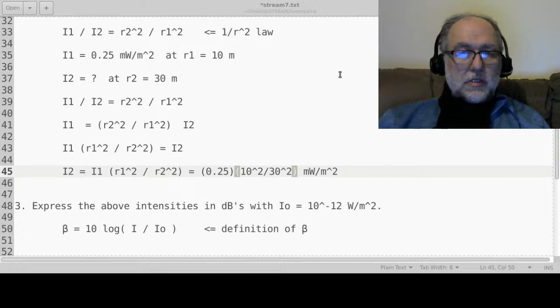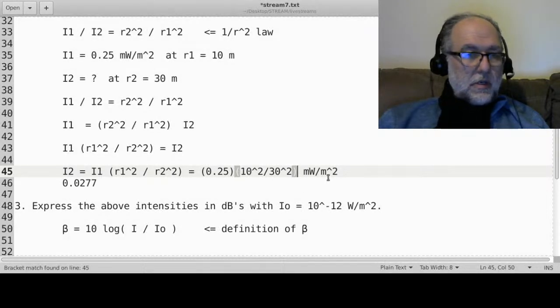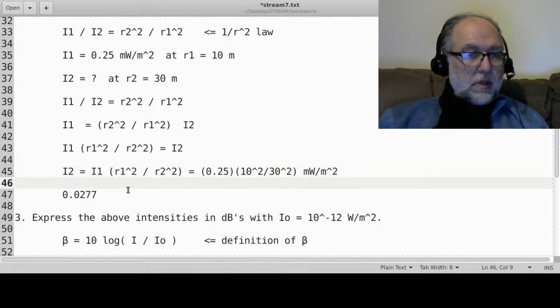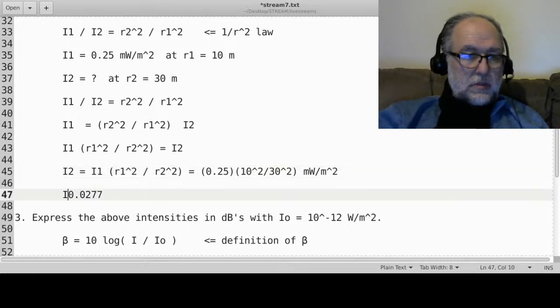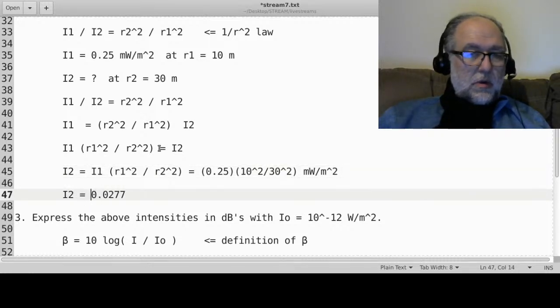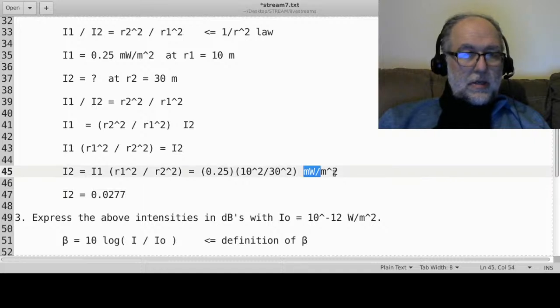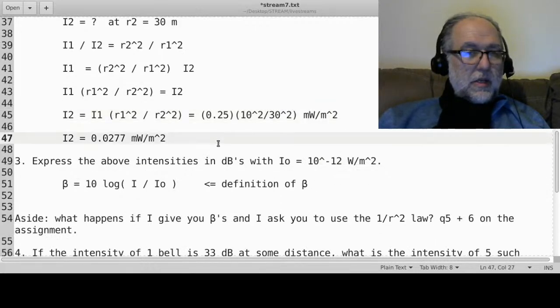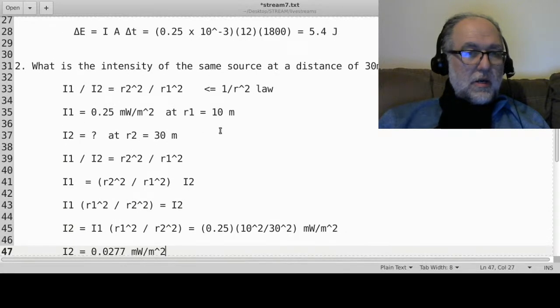It works out to this. Let me round off to 3 significant figures. I2 is going to equal that many milliwatts per meter squared. Okay, so I1 was 0.25. Where is it? Right here.